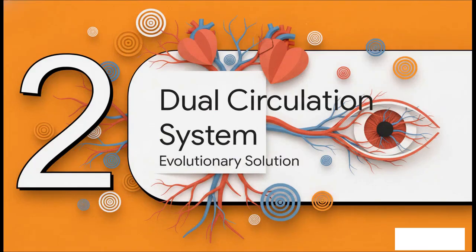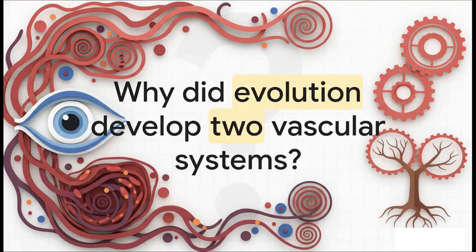Moving on to section 2, the dual circulation system, an elegant evolutionary solution. So this brings up one of the most brilliant concepts in ocular physiology. The retina actually relies on 2 completely separate circulatory systems. But you might be wondering, why? Why did evolution develop 2 independent vascular systems for the eye instead of just building one unified network? It kind of seems like an unnecessary complication, right?